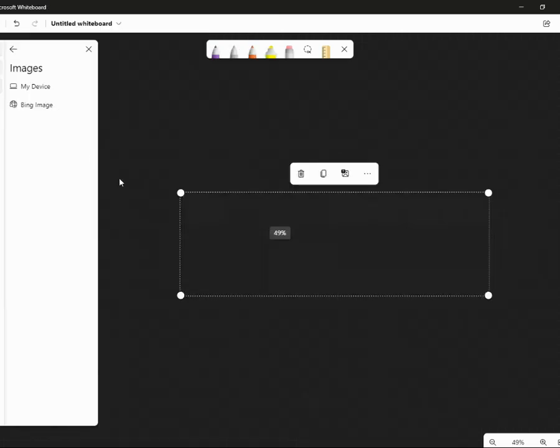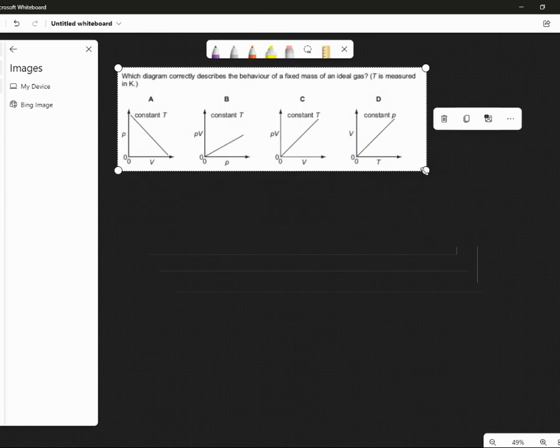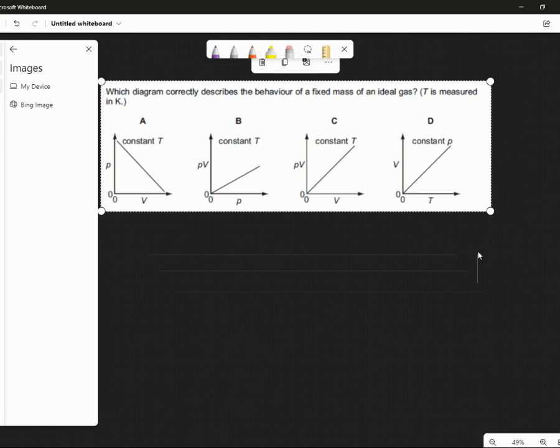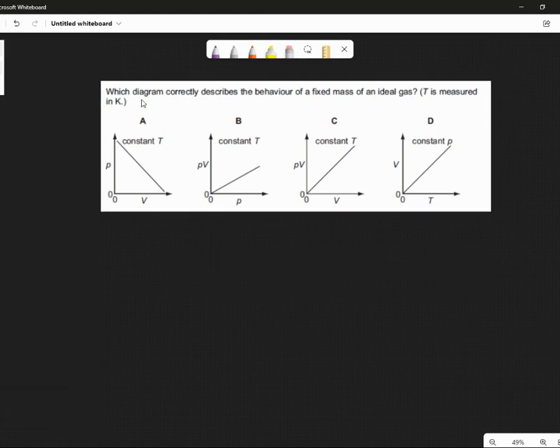All right. The next one is about the ideal gases. This is question 4. Which diagram correctly describes the behavior of a fixed mass of an ideal gas? T is measured in Kelvin.